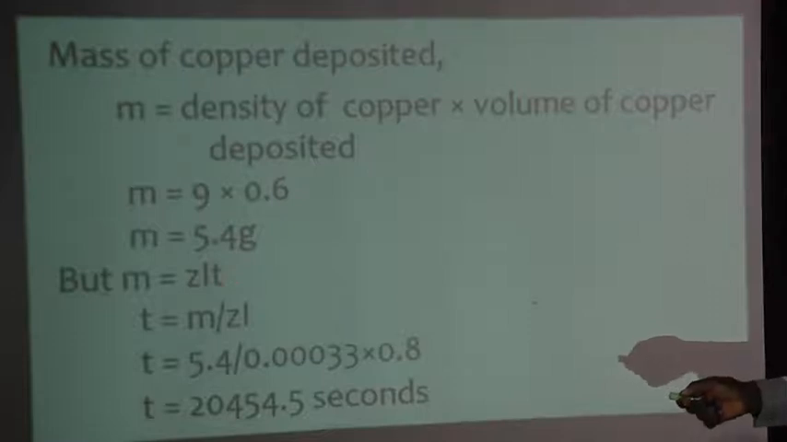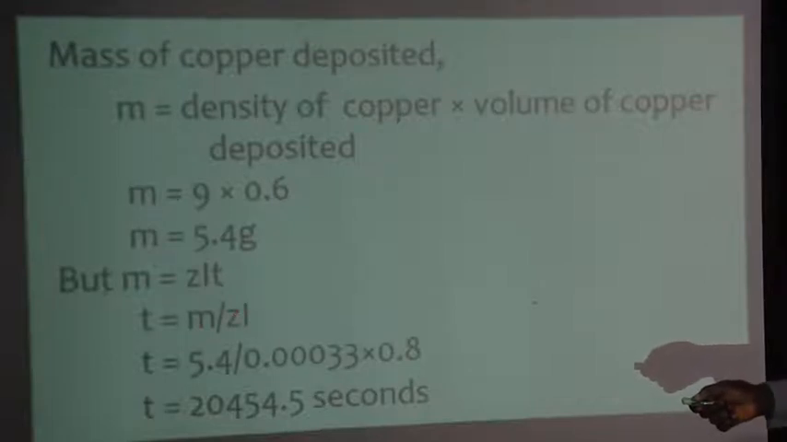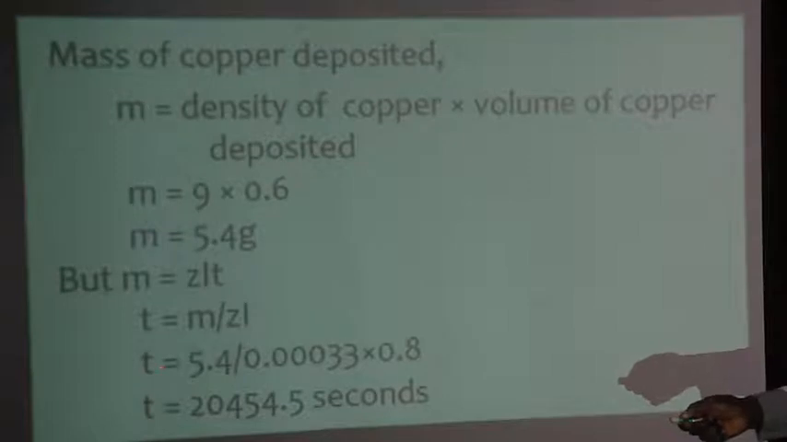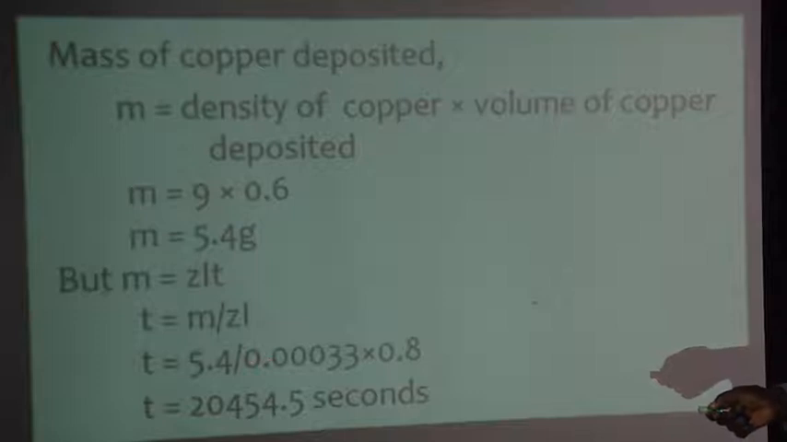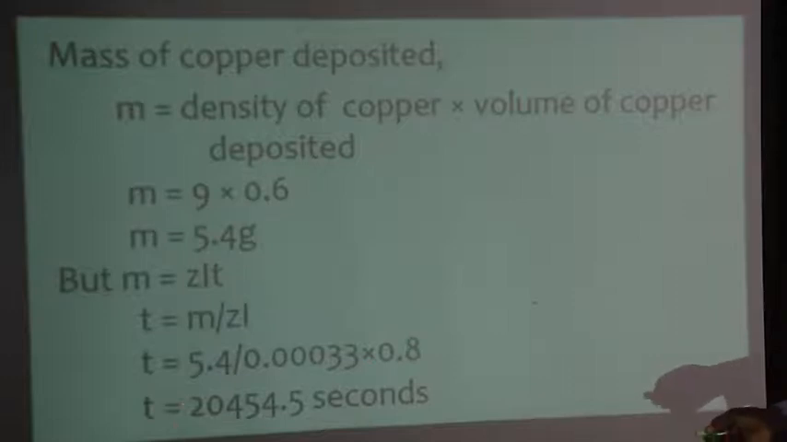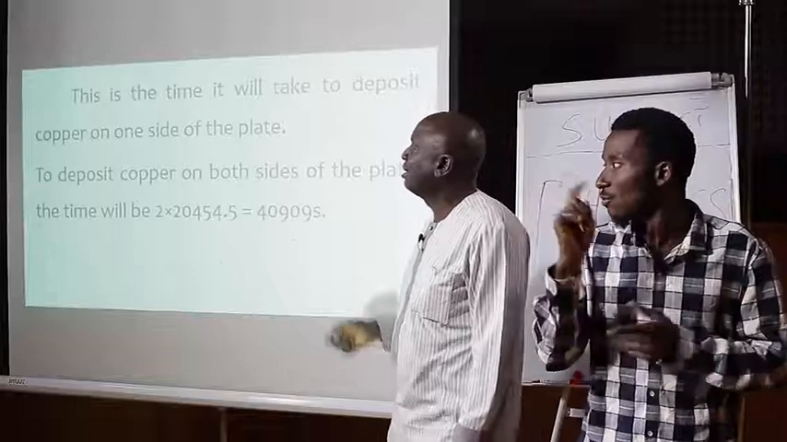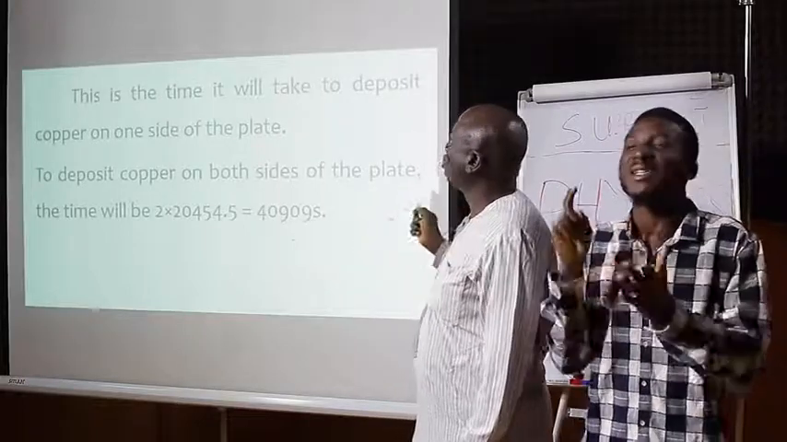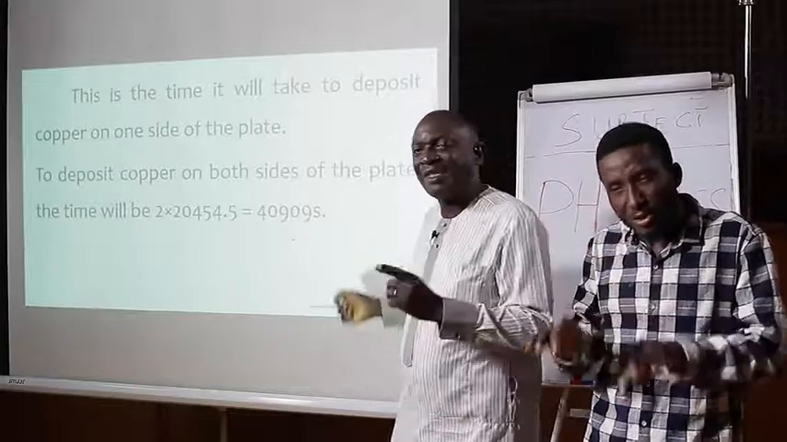Now our formula, mass m equals Z I t. If we make t the subject of the formula, because that's what we are looking for, we have small t equal to m over Z I. That means our mass divided by the product of electrochemical equivalent and current. So we have small t equal to 5.4 all over 0.00033 times 0.8. And that gives us time t equal to 20454.5 seconds.